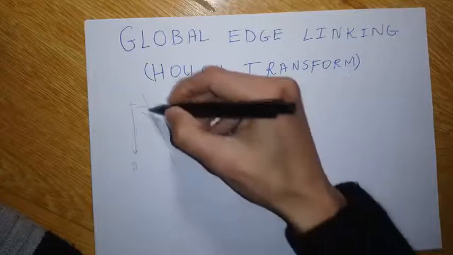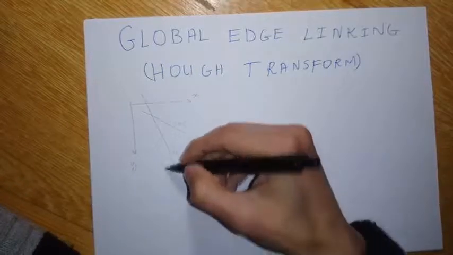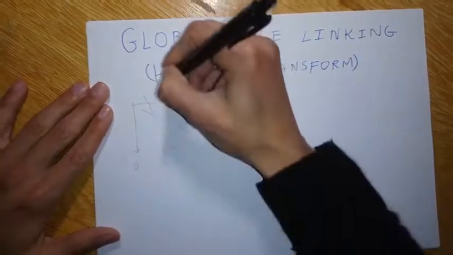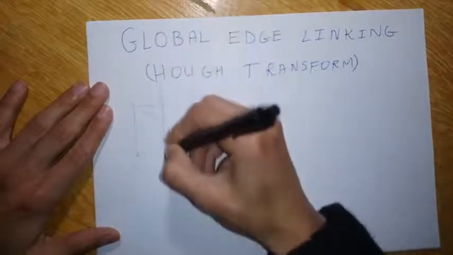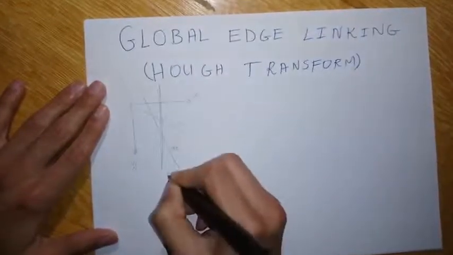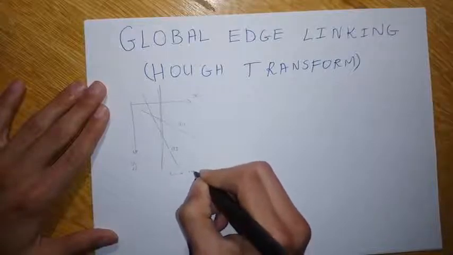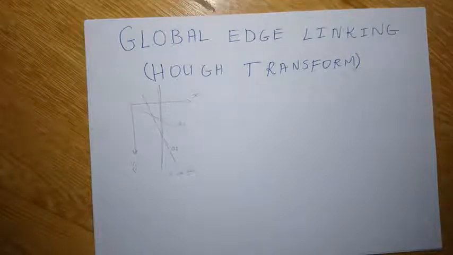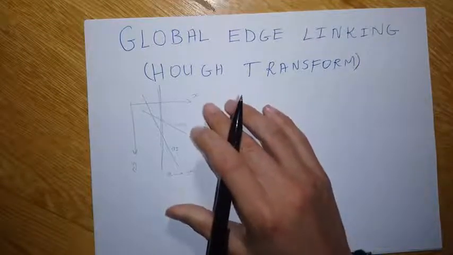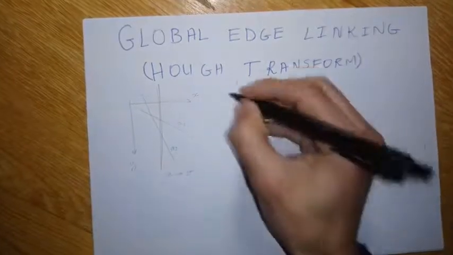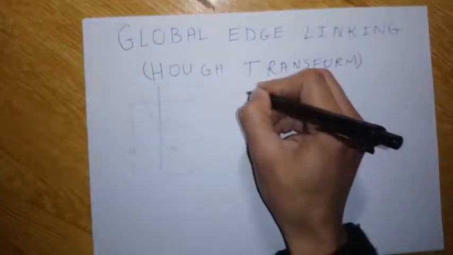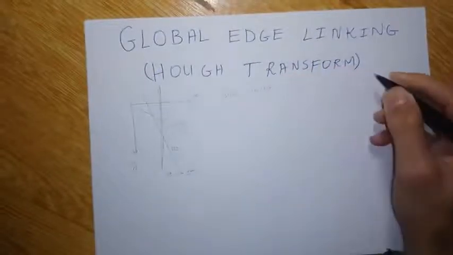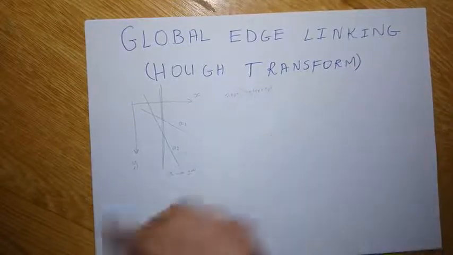Now, as I increase the slope, I tend to get a line that is vertical, and when the line gets exactly vertical, like this one, then A approaches infinity, and this cannot be implemented on a computer. So this is the main problem with the Hough transform using the slope-intercept form of the line. So this is not used in practice.